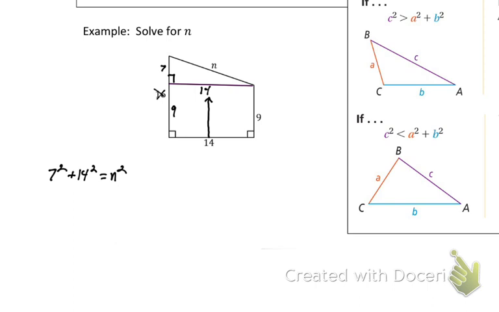All right, Oliver, what'd you come up with? 245. 245 equals n squared. I would take the square root of both sides. And now I'm going to have n equals the square root of 245.